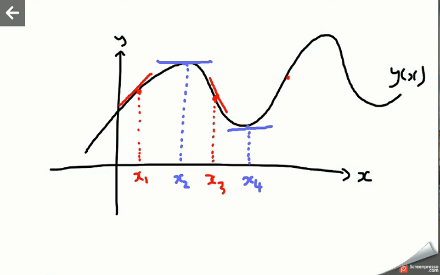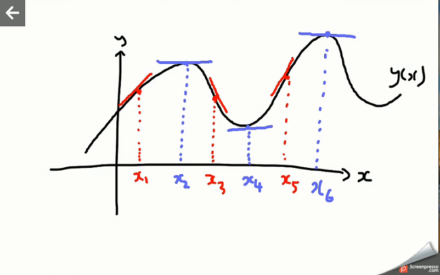x5, we'll do a couple more. That's going to be our tangent line at that point. And finally, x6 at the top. And the tangent line at the top, again, will be completely flat.